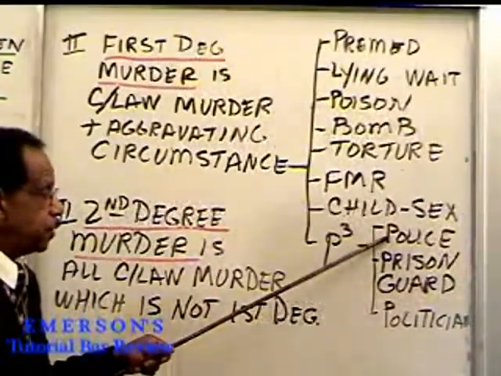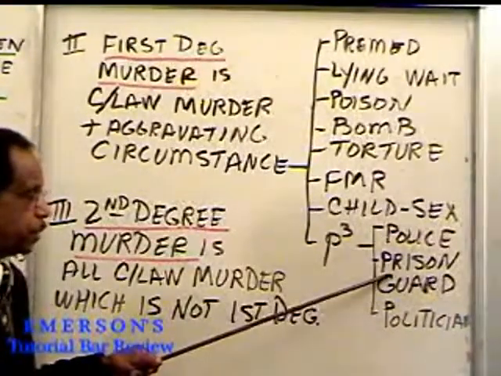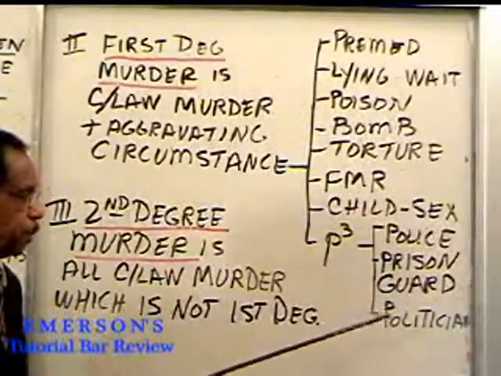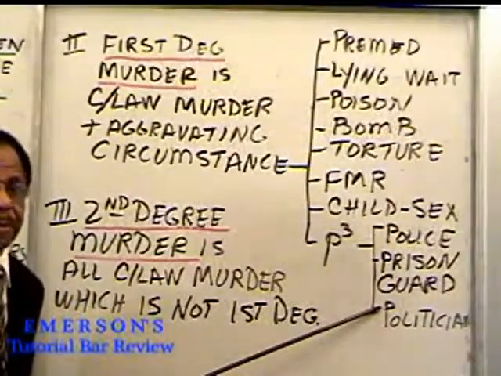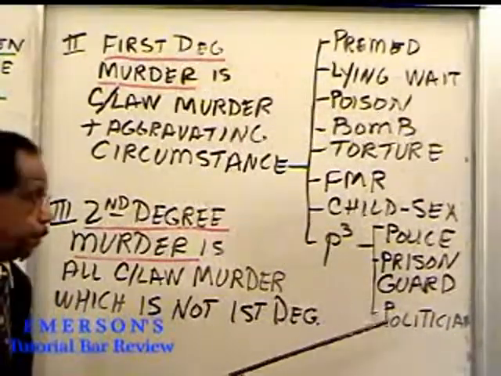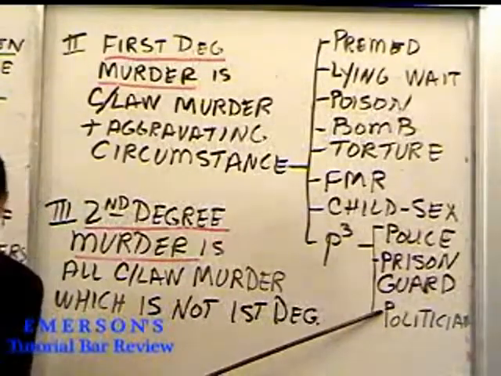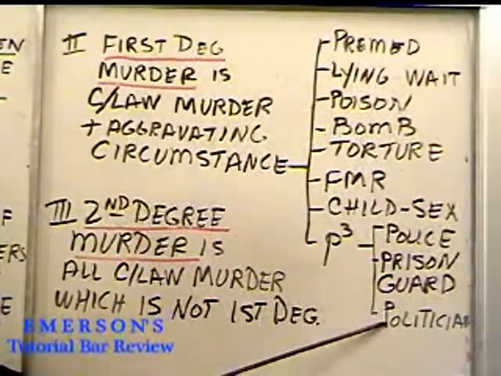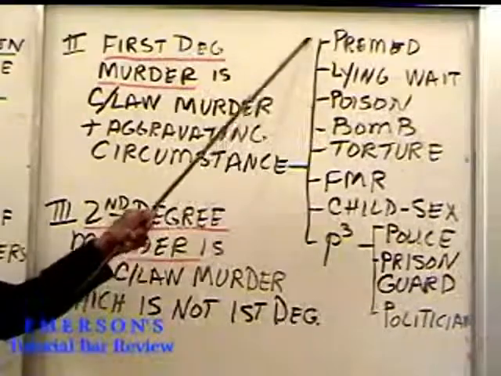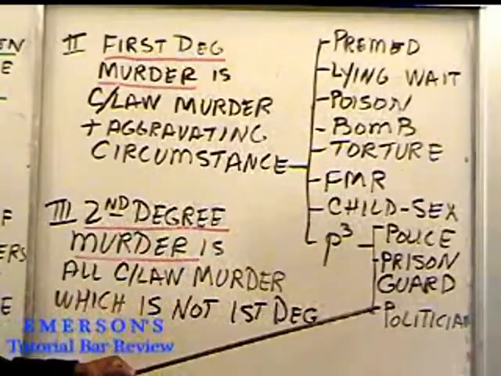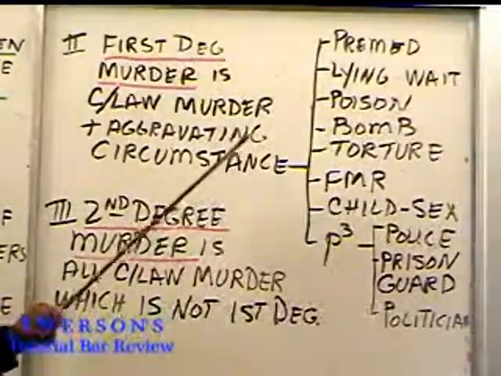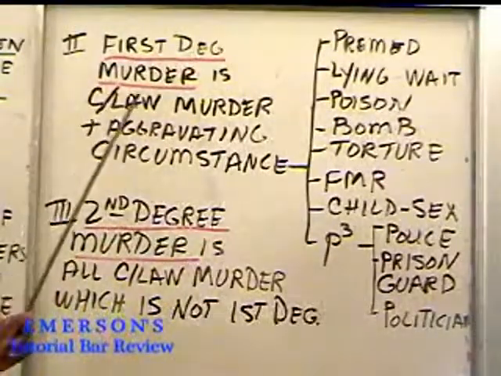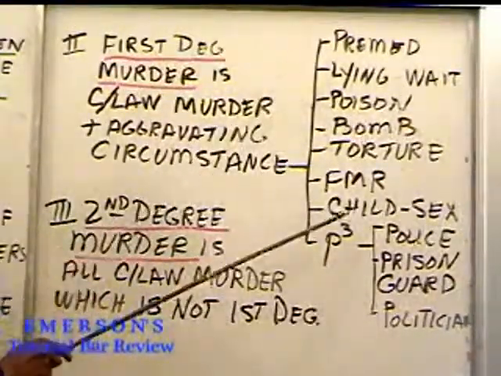Killing a police officer in the line of duty, killing a prison guard in the line of duty, killing a politician in order to prevent that politician from carrying out his or her political agenda. Killing a politician to keep that person from carrying out his or her political agenda. So these are aggravating factors that are commonly used among a lot of states, and you can use this list for bar purposes. And first degree murder then is common law murder with one of these.